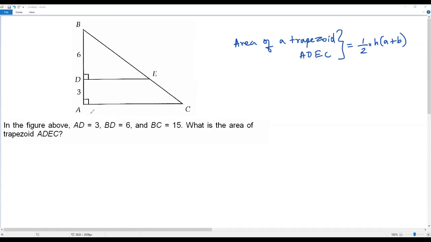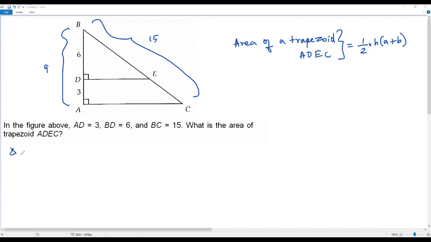Now to get the length of the base AC, I'm going to consider the outer right triangle BAC. In this outer right triangle BAC, I know the length of this leg BA, which is 9, because 6 + 3 is 9. And I also know the length of the hypotenuse BC, which is given in the question itself, that is 15. So I can use the Pythagorean theorem in this outer right triangle BAC to get the length of the leg AC.